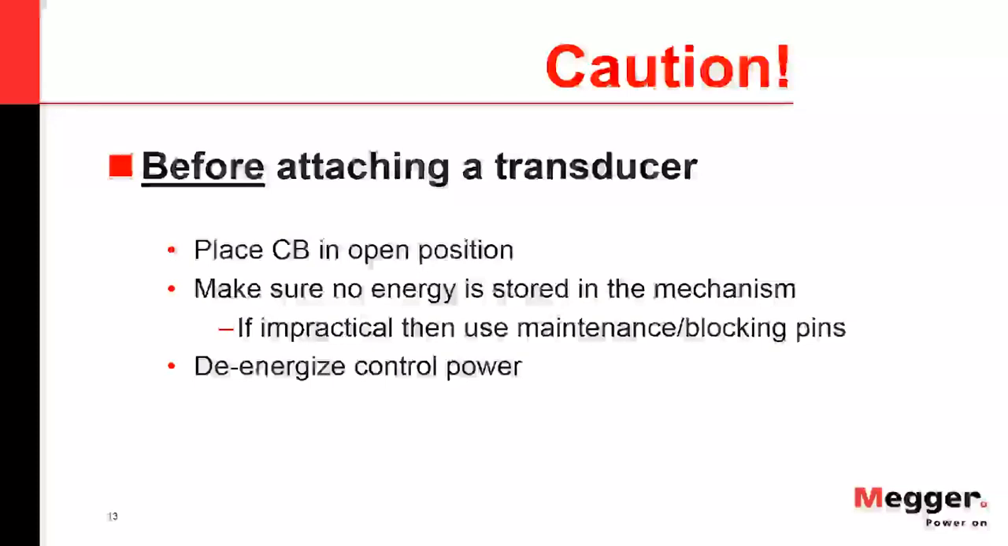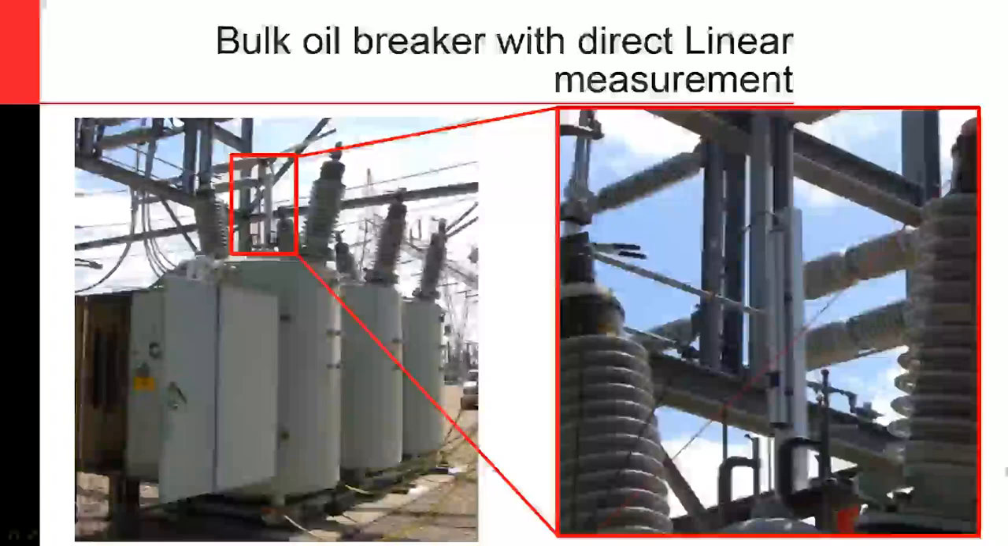discharge any energy, and sometimes you have to close and open the circuit breaker to discharge this energy. And if you're not able to discharge the energy that's stored in the mechanism, use some kind of maintenance or blocking pins, and of course de-energize the control panel. You want to do whatever you can to eliminate this thing operating, because when you're hooking up a transducer, your hands, your appendages are going to be in compromising spots, and if that thing operates, it could spell disaster for you. So whenever hooking up a transducer, be extra safe, be extra cautious of what's going on around you.